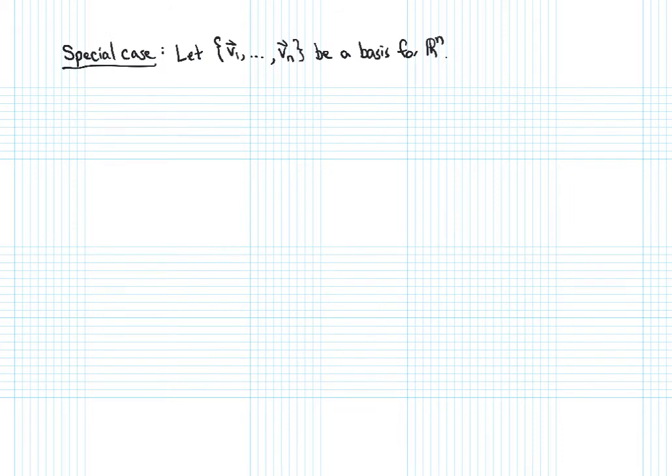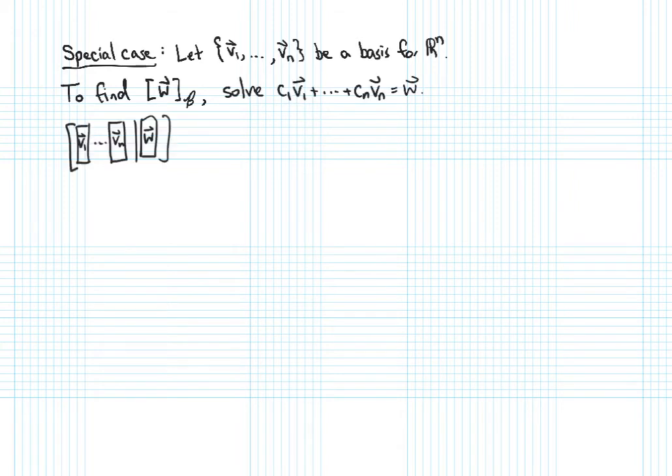So let's look at a special case of this, where the subspace is actually all of Rn. And so that means you'd have n vectors that form a basis for Rn. So then, following the same procedure that we just used before, if we wanted to find the b-coordinate vector for some vector W, we would solve this equation C1v1 to Cnvn is equal to W. So just as before, we would write down this augmented matrix and put it into reduced echelon form to solve.